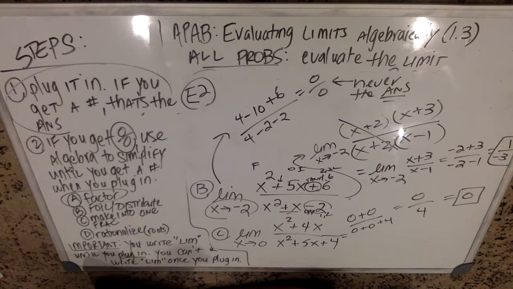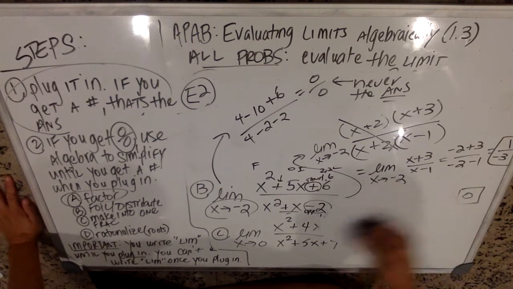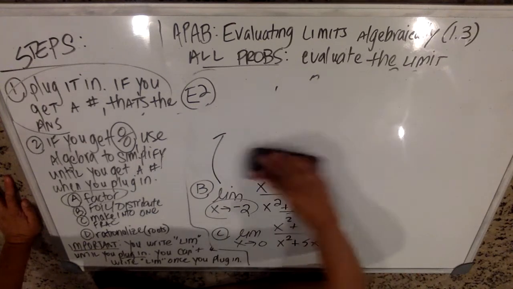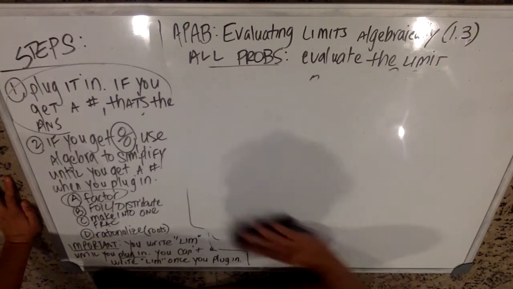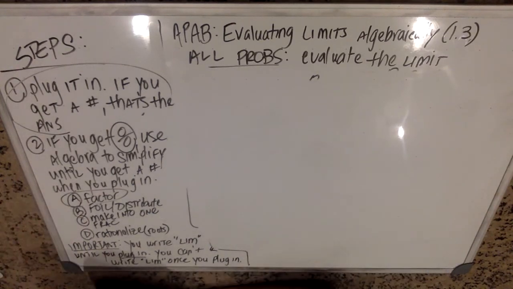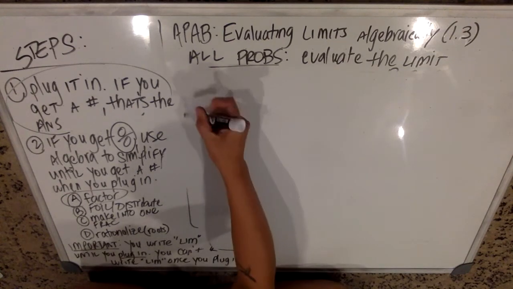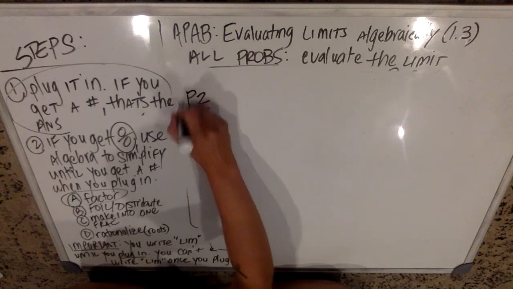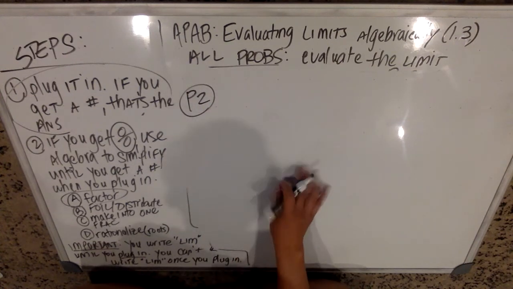So I'm going to give you a P2 that's similar to E2. And again, you can pause before I do it, and then we'll end this video after P2, and then we'll move on to the next skill set, which is the foiling and distributing. So let's do a P2. All right, so same thing, evaluate the limit.